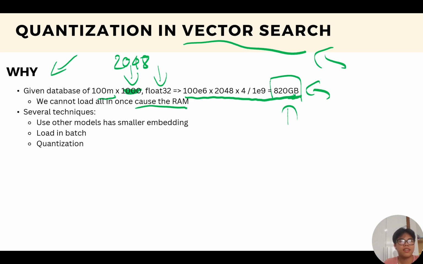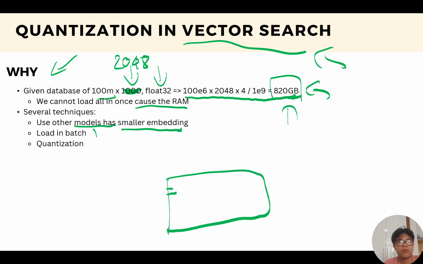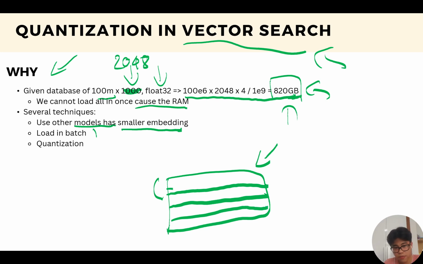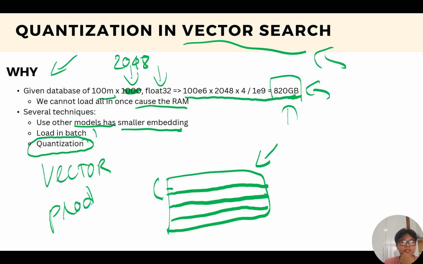The simplest is to use models that have smaller embeddings. The second is loading in batches. We have a large vector database and we load it in batches. For example, we first load this batch, calculate the distances and store them somewhere, and then repeat the iteration. The most popular and most efficient technique is quantization. I will talk about vector quantization, product quantization, and also scalar quantization.